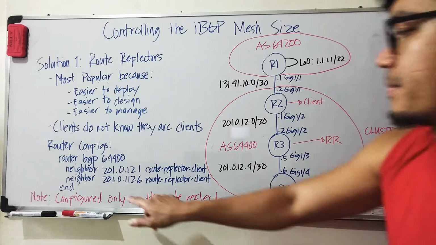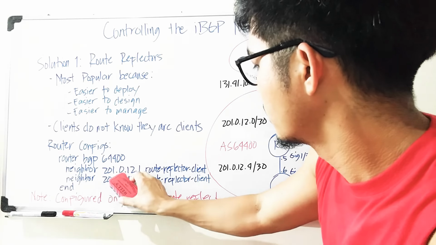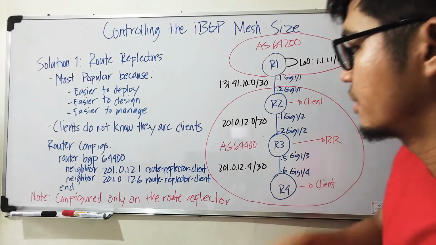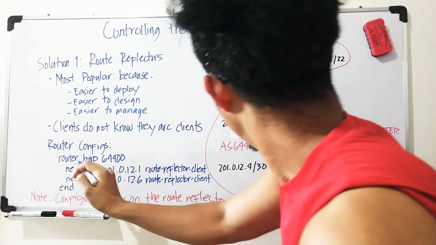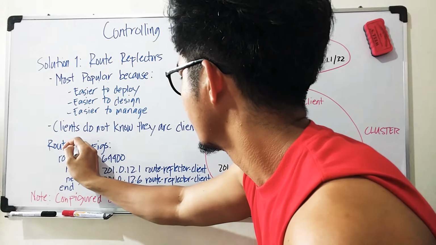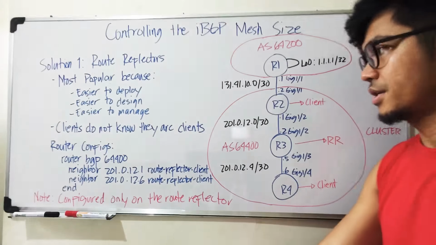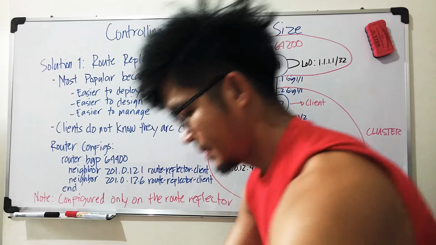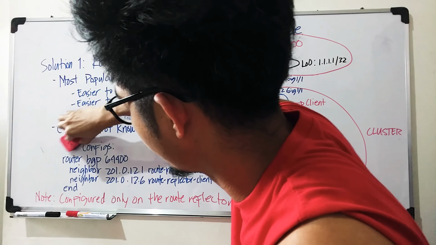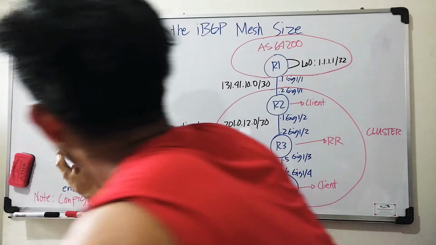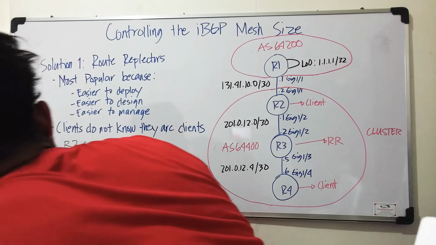Let me just delete this. This is this, and this is R3, right? Sorry about that. This is the R3 configs, right? There you go.